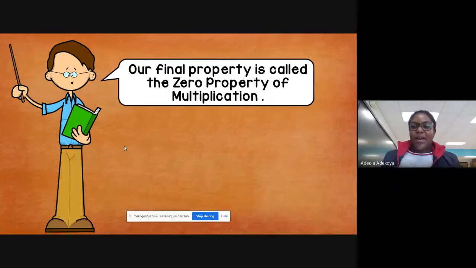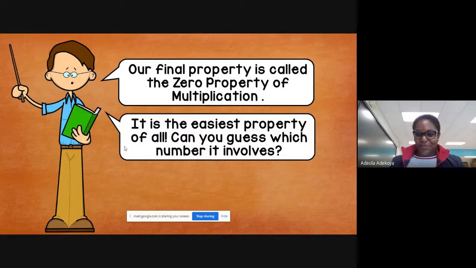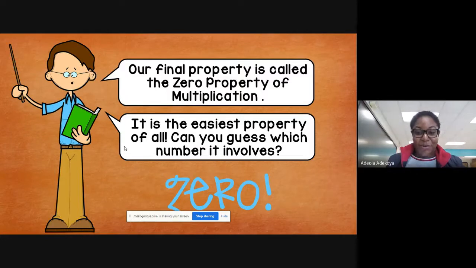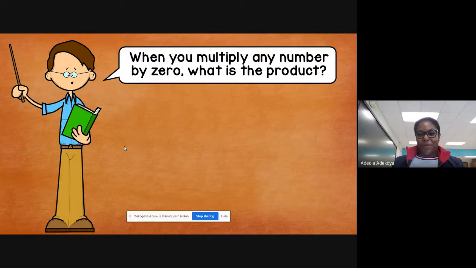So here is our final property. We've gone through 4, and this is the 5th, and this is the final property. It's called the zero property of multiplication. And guess what? It is the easiest property of all of them. Can you guess which number it involves? Can anybody guess? What number do you think it involves? Zero. Exactly. That's correct. So it does involve zero.